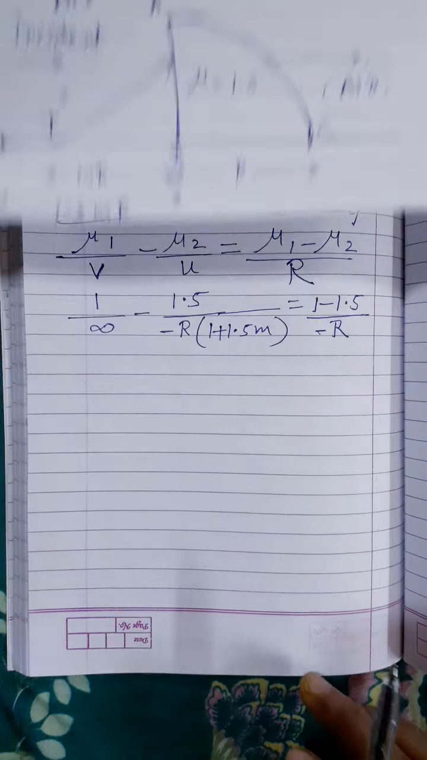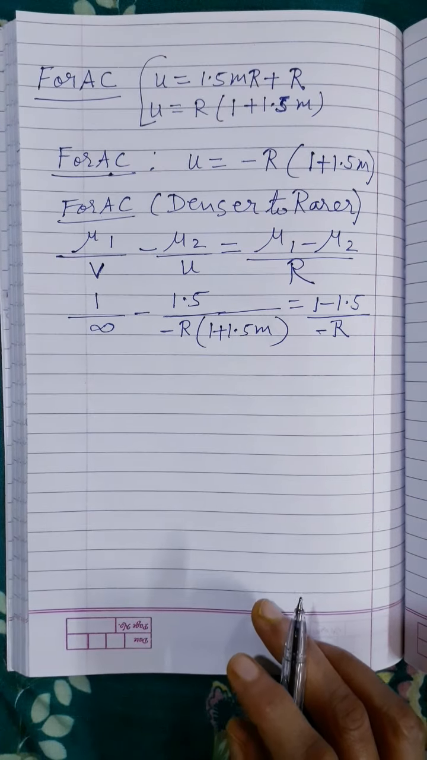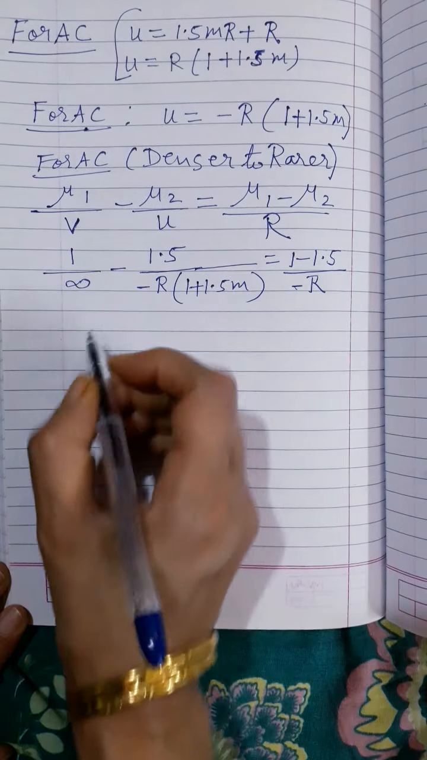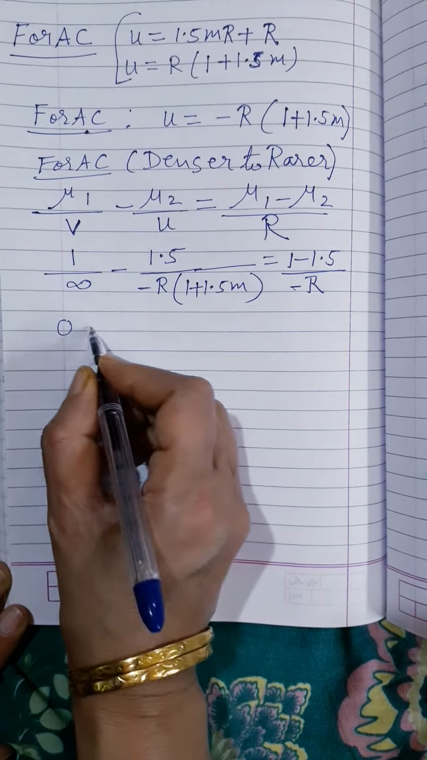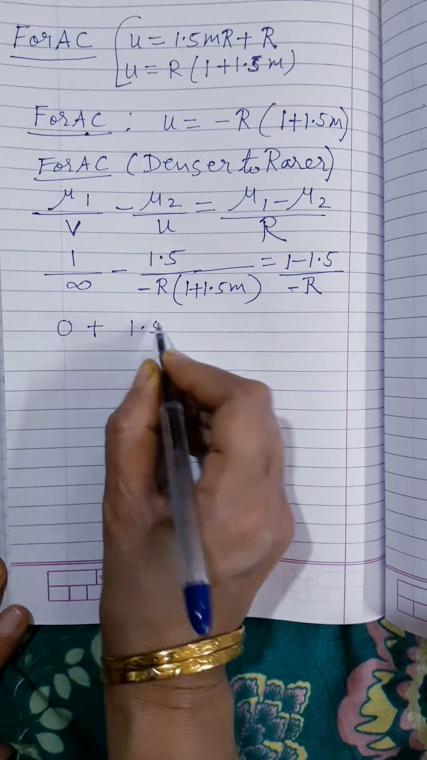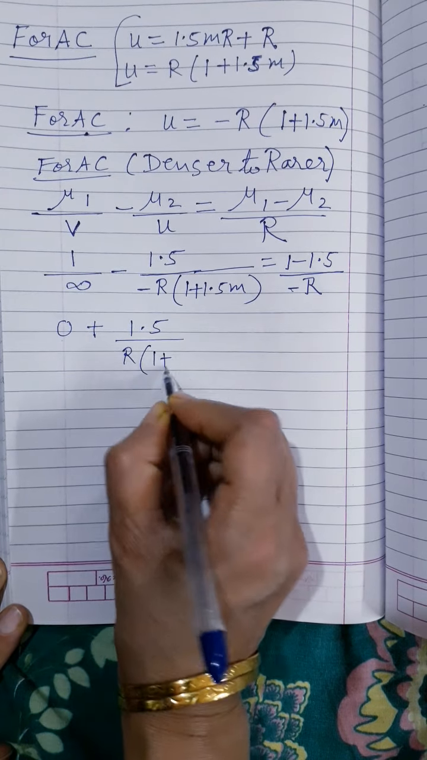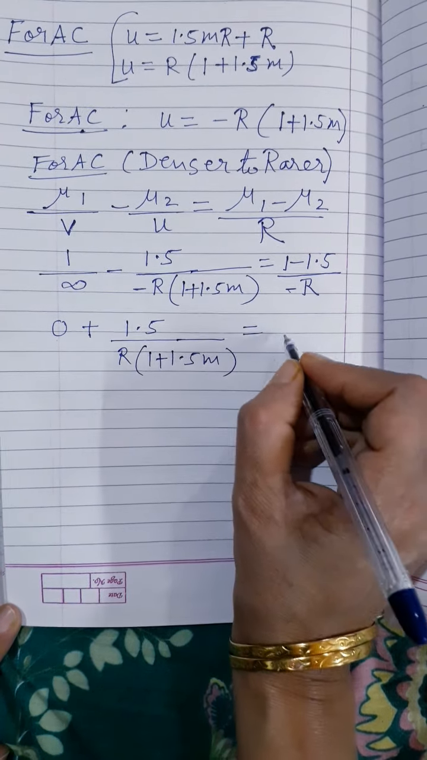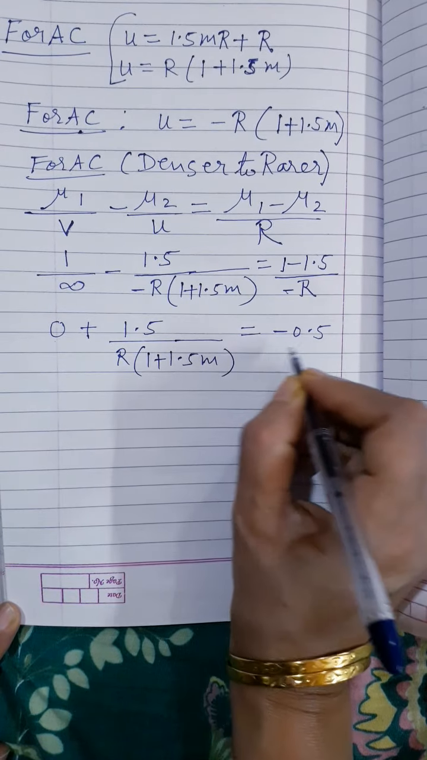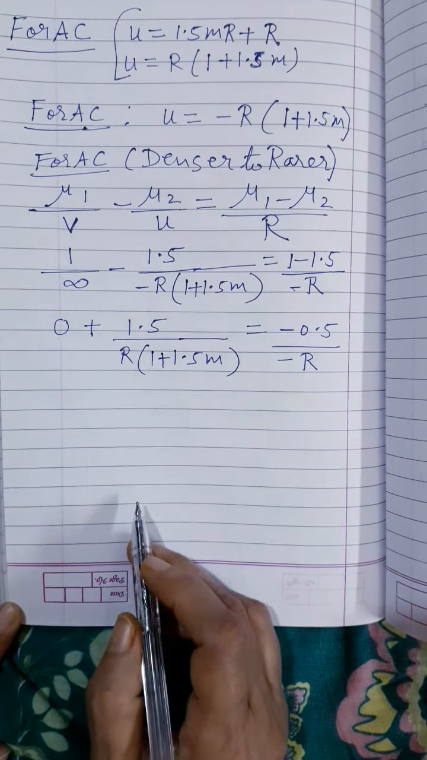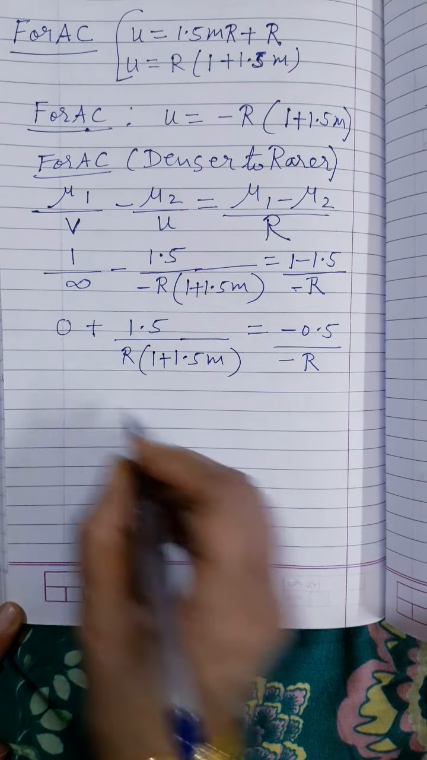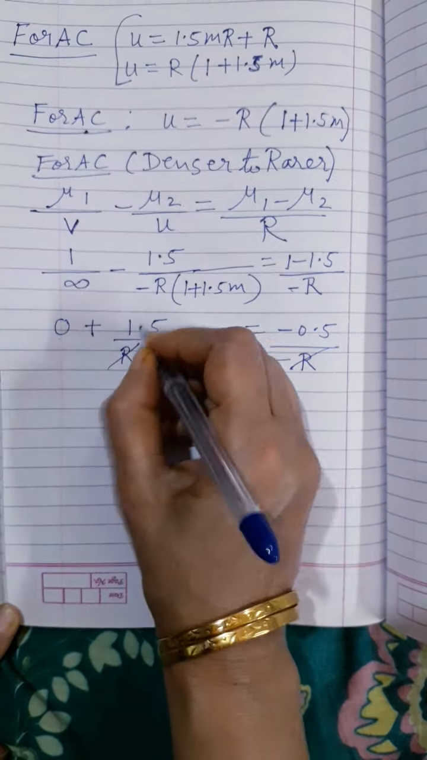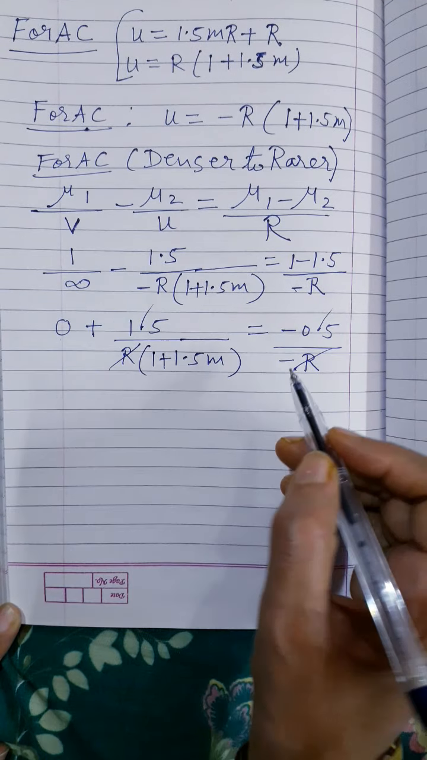Now let us come to the calculation part. इसको हमने अब सॉल्व करना है to find the value of m. 1 upon infinity 0 होता है. नेगेटिव नेगेटिव विल बिकम पॉजिटिव. सो ये हमारा हो जाएगा 1.5 अपॉन r ब्रैकेट 1 + 1.5 m. 1 - 1.5 विल बी -0.5 और ये -r. सो यू विल हैव नेक्स्ट स्टेप में आई कैन कैंसल दिस r विद दिस r और ये डेसिमल हम रिमूव कर देते हैं इस डेसिमल के साथ. नेगेटिव अपॉन नेगेटिव विल बिकम पॉजिटिव.